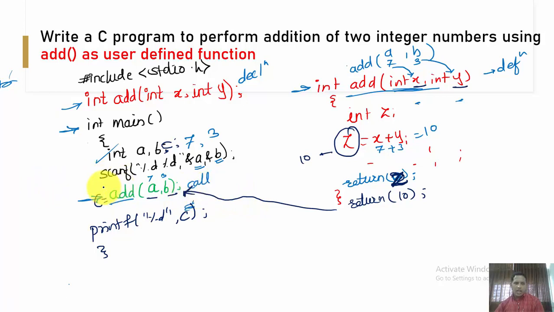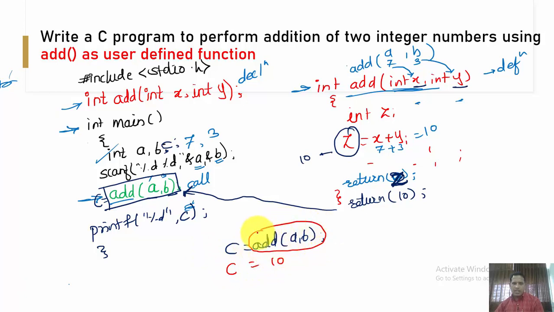So in short, after evaluation, the step c is equal to add a comma b, right? This step is going to hold after execution the value as what? c is equal to 10, because this entire function is giving us the value of variable z, and variable z possesses a value of 10. So this c gets assigned with 10, and now c is displayed on this step, right? So this is the basic concept of function in a programming language.